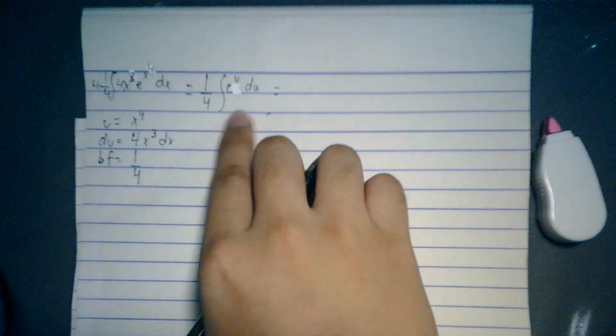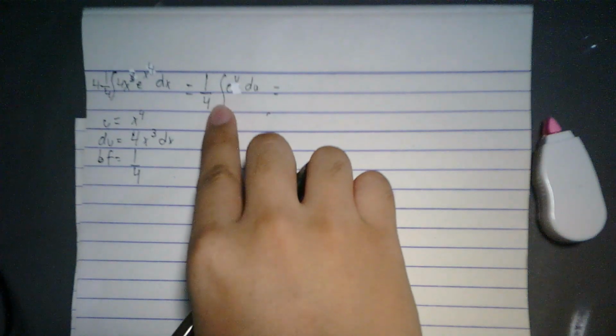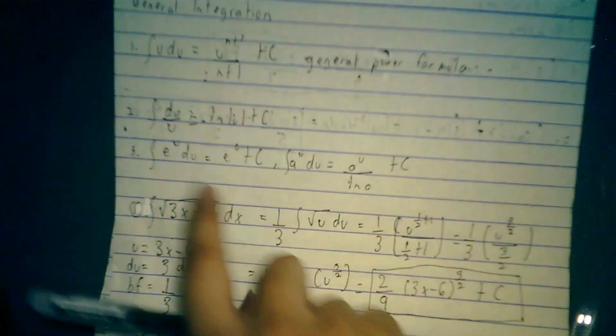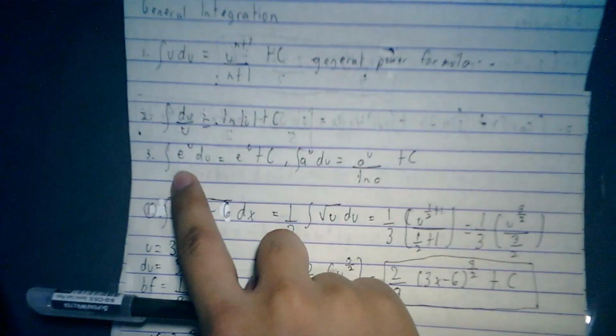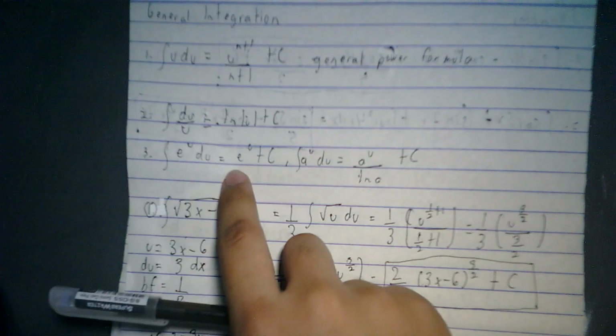As we all know, let's recall the exponential formula of e^u. Let me show it to you guys. Here, the integral of e^u du is just equal to e raised to u plus c. So, going back to the problem.